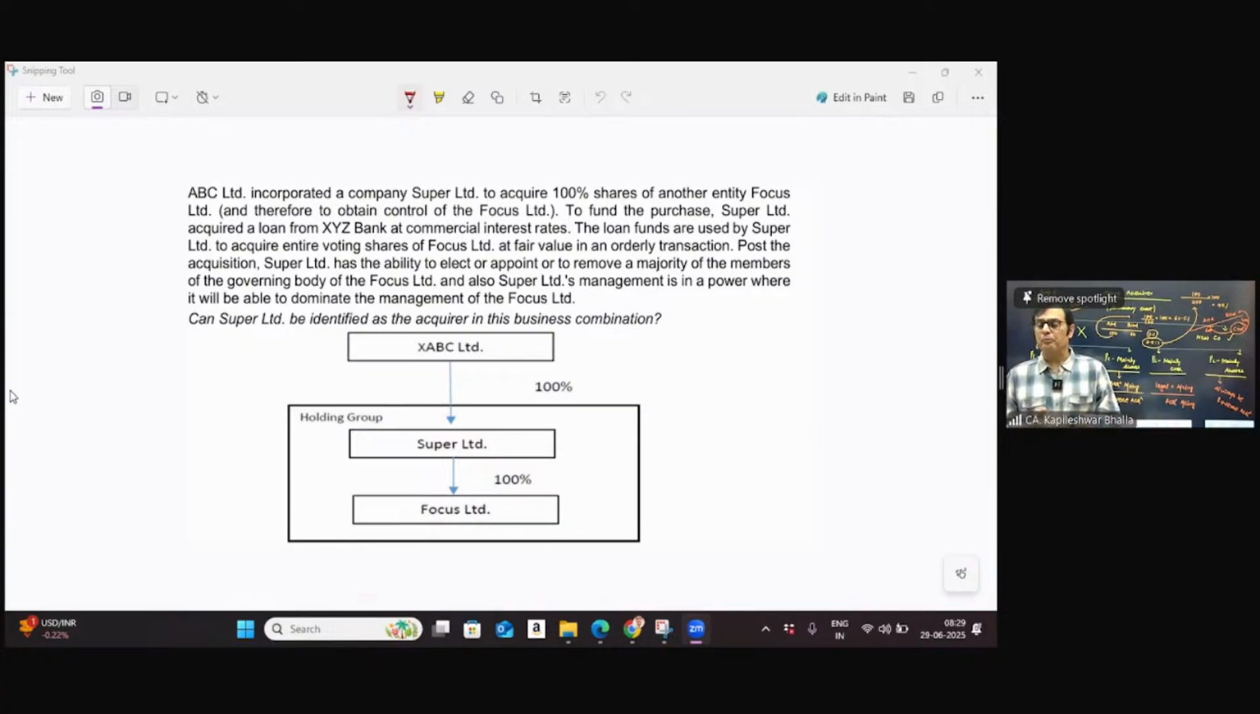So he says the loan funds are used by Super to acquire the entire shares of Focus at a fair value. Post the acquisition, Super has got the ability to elect, appoint or remove a majority of the members of the governing body of Focus. Now, you already know that control is assessed by Ind AS 110, and he's telling me that Super is in the position to elect and appoint the key management personnel of the company. And also Super Limited's management is in a power where it will dominate the management of Focus. So can Super be identified as the acquirer in the business combination? What do you say?